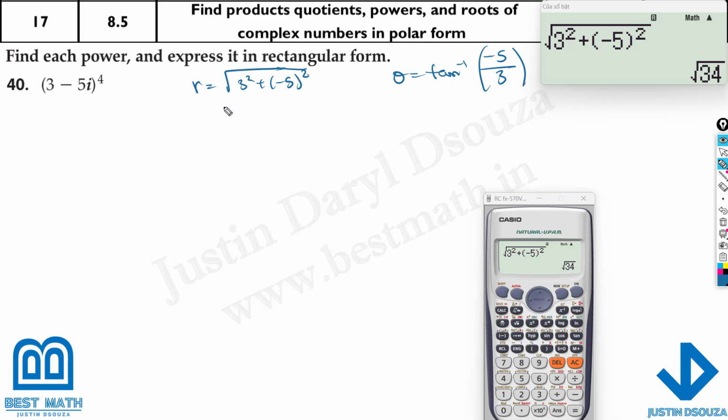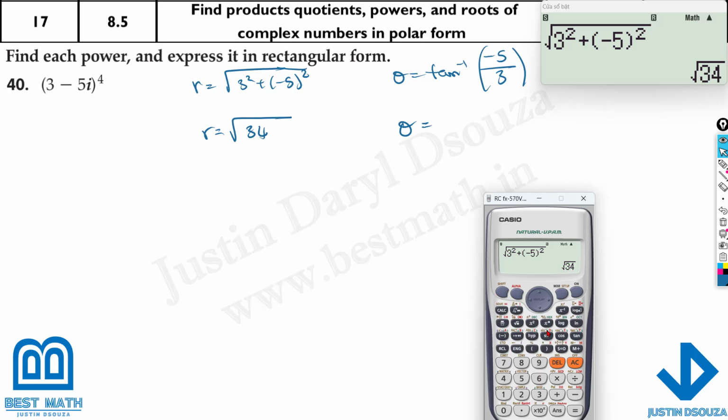Let us write it as square root 34 itself, because if you take decimal points, then the final answer will vary a bit. But that's absolutely fine. You can take it as 5.83 as well. But let's stick to square root 34.